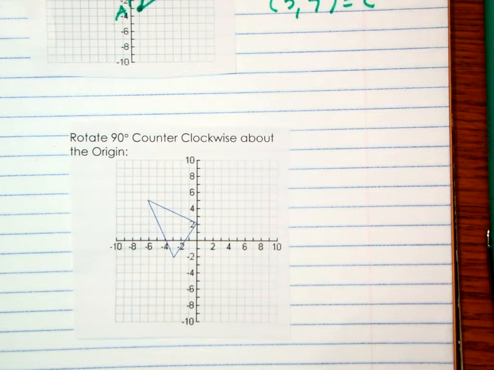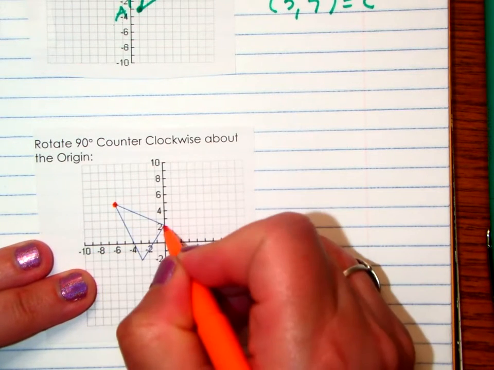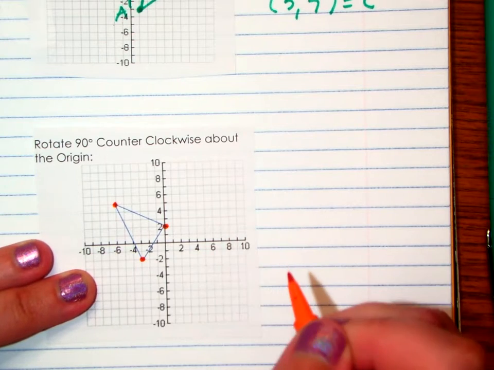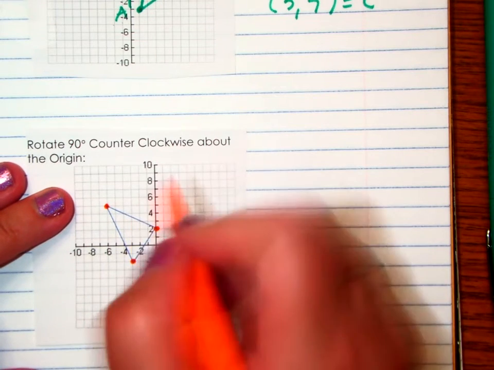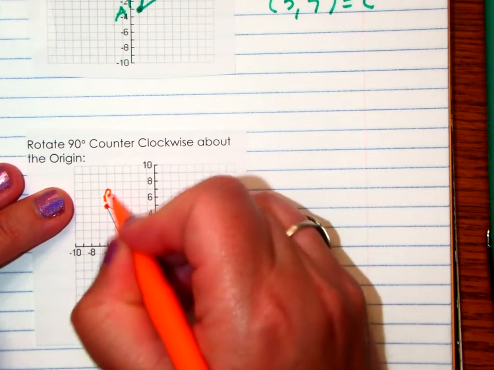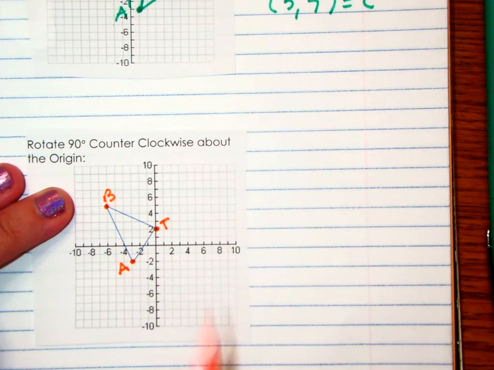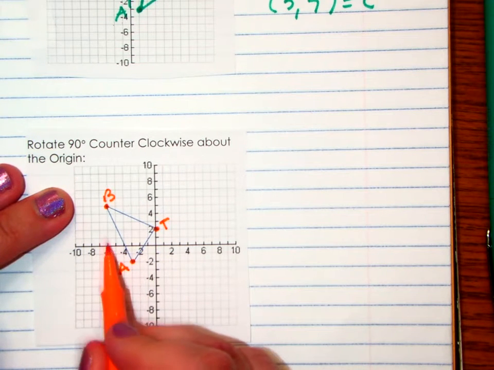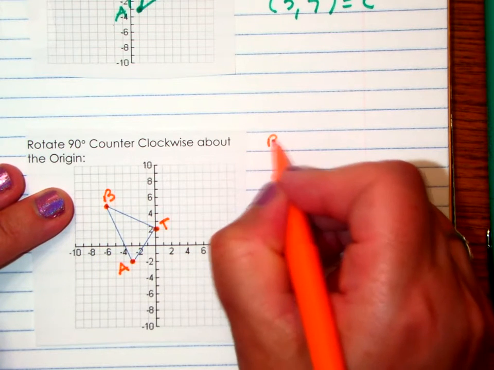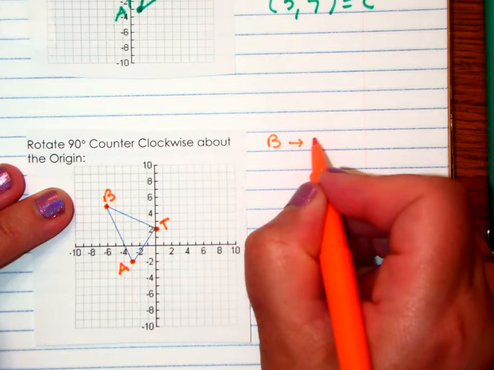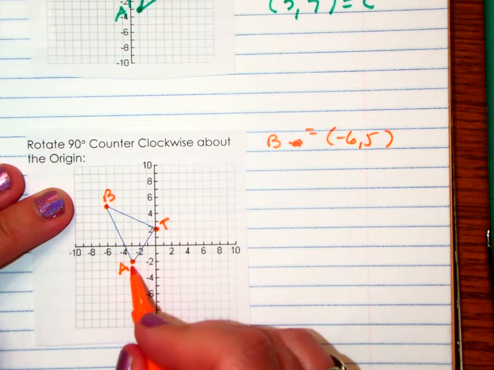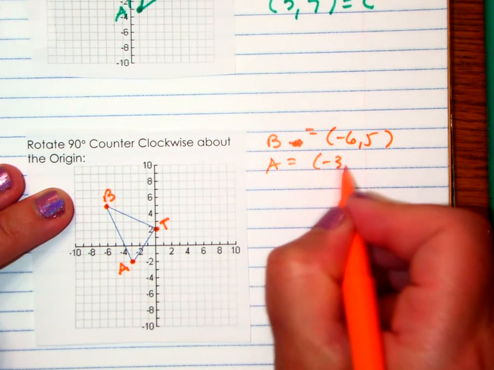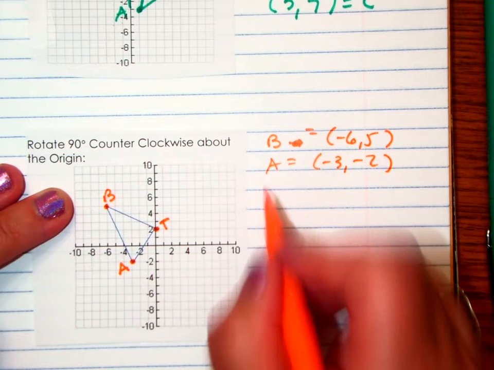Again, I'm going to highlight these points for myself so I can see them a little better. And like I said, I'd like to turn them if I possibly can because I can move them around and it helps me visualize it. So again, we'll go BAT, for bat. B in the original is -6, 5. A in the original is -3, -2. And T in the original is 0, 2.